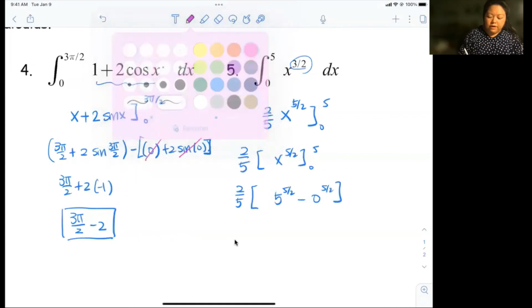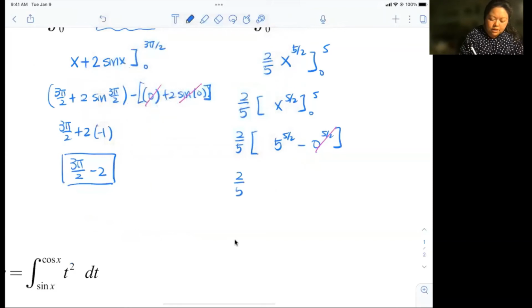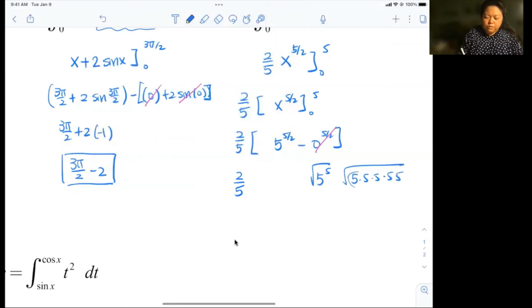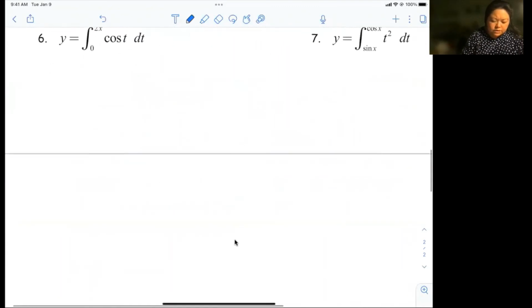Right. Now, again, 0 to 5 halves is gone. That's 0. So this answer is not really clean. Well, you can clean this up. 2 over 5, 5 to the 5 halves is really the square root of 5 to the 5th. So what that means is there's 5 5s in there, right? So really that's 1, 2, 3, 4, 5 under the square root. So you have 2 pairs. So you really can pull out 5 times 5 and then root 5, right? To clean up this term here. So that way one of your 5s will reduce out nicely. And your final answer is 10 root 5. That would be your final answer. Okay. All right, that was number 5. We'll be on to number 6.